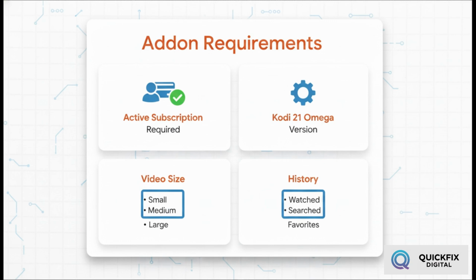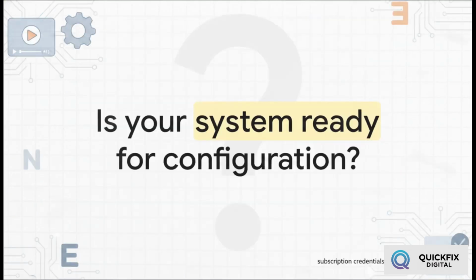Once it's installed, this add-on is going to give you some fantastic features right on the main menu, like options to show EasyNews plan and your available gigs, check your search history and play history, and even adjust video size. So take a quick second right now. Is your system actually ready for configuration? Do you have Kodi 21 Omega running? And do you have those active EasyNews subscription credentials handy? If the answer is yes, then awesome. You are fully prepped to dive into the hands-on technical steps.